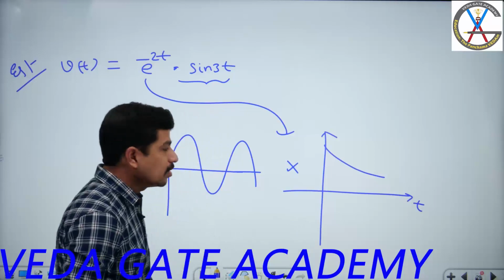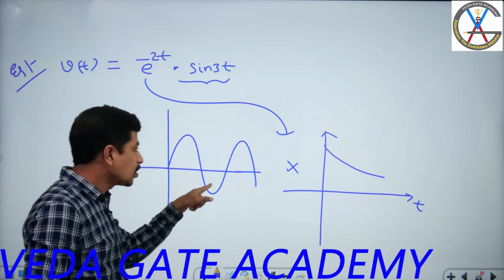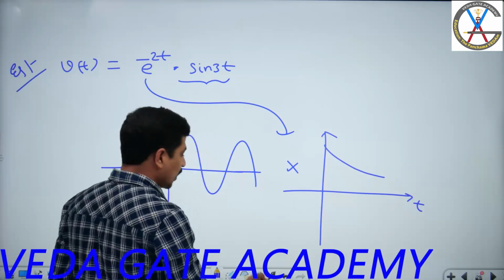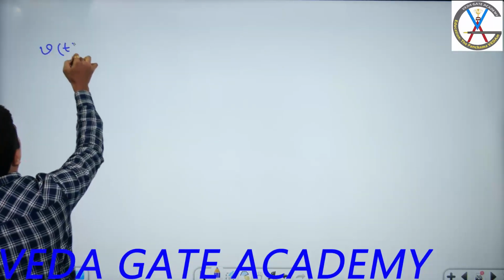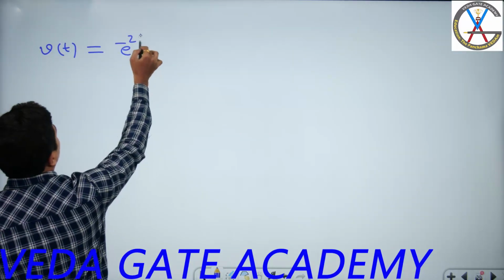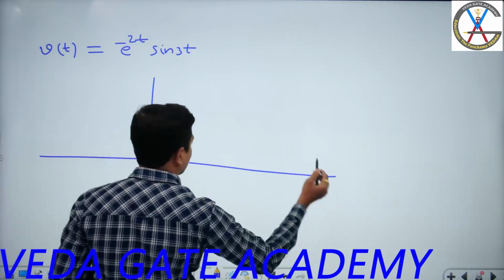Yes or no? This is decreasing. This is oscillating, positive oscillation. Negative oscillation means negative side decreasing. What is the resultant graph? Let's draw the resultant graph. V of t is equal to e power minus 2t into sine 3t we have taken. If we draw the resultant graph, it will be like this.